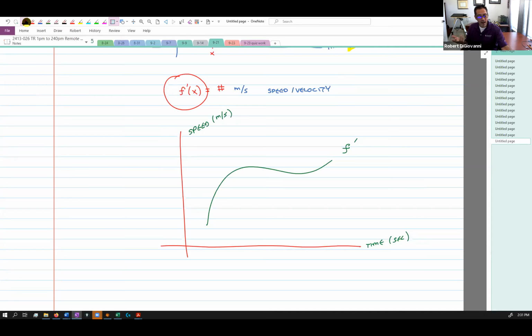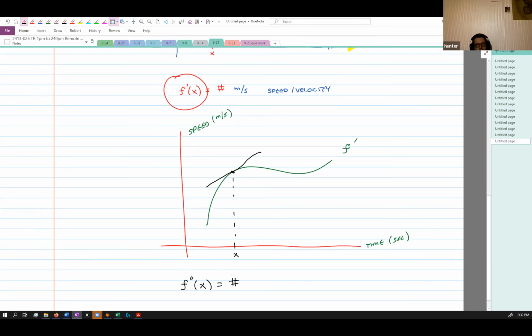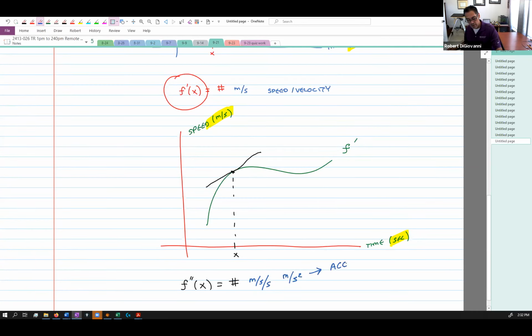So if I come in here now and take the derivative at some arbitrary point x and look at the slope of this line, this second derivative at that x is going to be some number, isn't it? That gives you the instantaneous acceleration. What are the units? Meters per second over seconds, which is meters per second squared, which, if you've taken any physics classes, you know is what we use to measure acceleration.